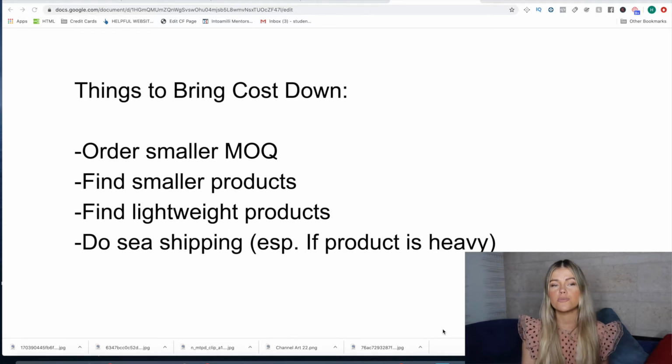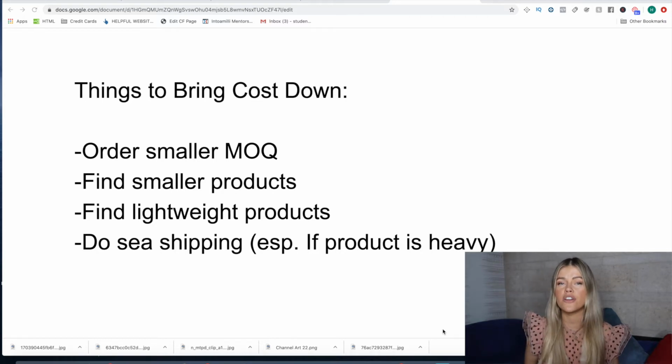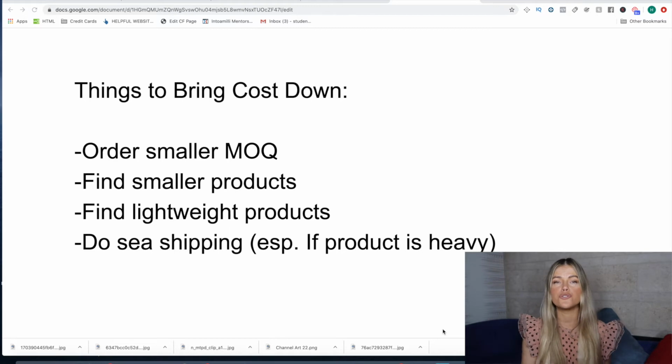And then the fourth thing to bring the cost down is to do sea shipping, and especially if the product is heavy. Usually sea shipping costs are very inexpensive. However, if you do already have a small lightweight product, from personal experience, I have found that it's really better to just do air shipping. Not during this time right now because air shipping is quite expensive, but usually in normal times when there's not a huge situation going on in the world, lightweight products are in the same range for air shipping and sea shipping.